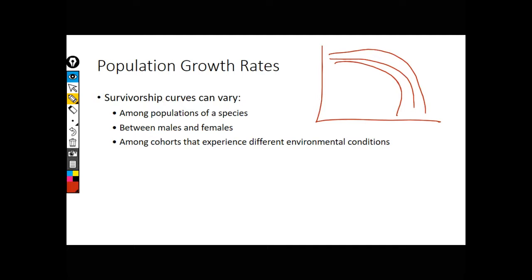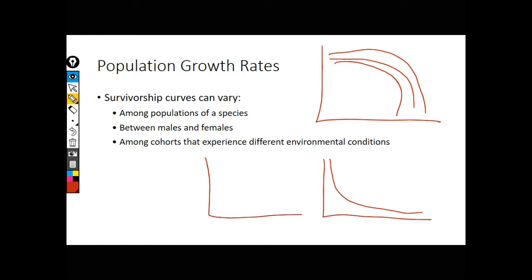Okay. We also find that males and females have different curves. This is not necessarily as true in humans, although, for example, we know males and females tend to have different longevity. We do find that this is very true for other organisms. So if we follow, for example, the 3s, oftentimes males have significantly shorter longevity than females.